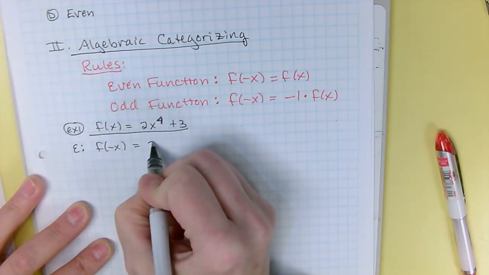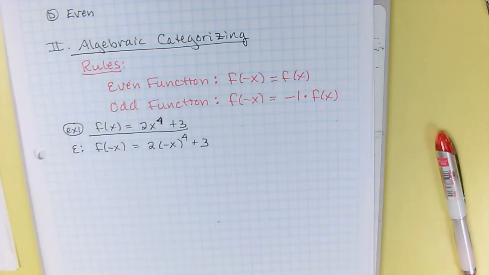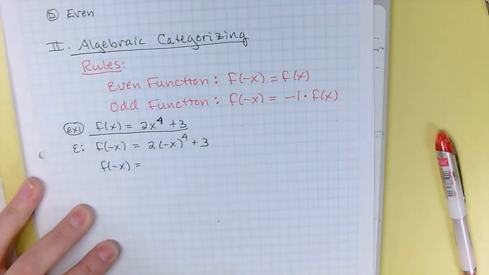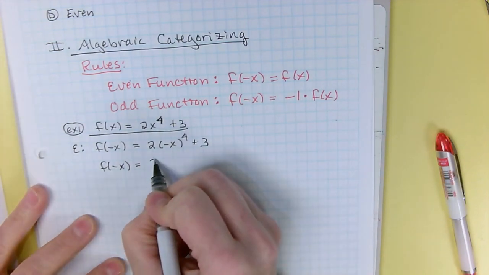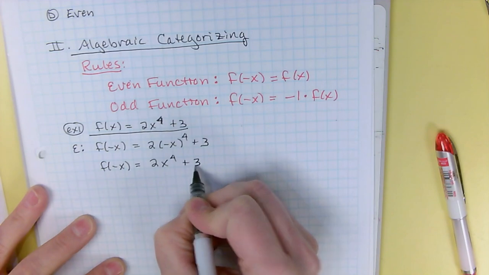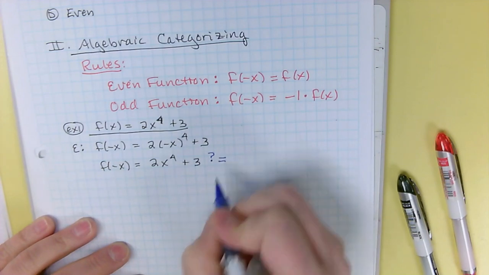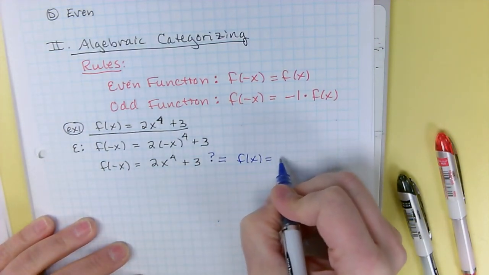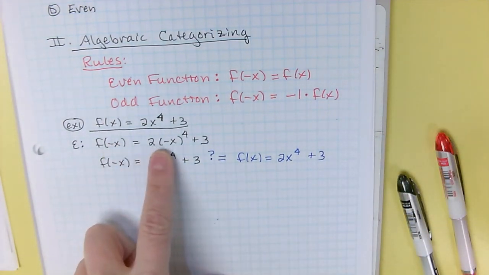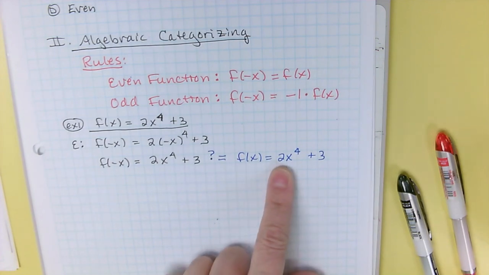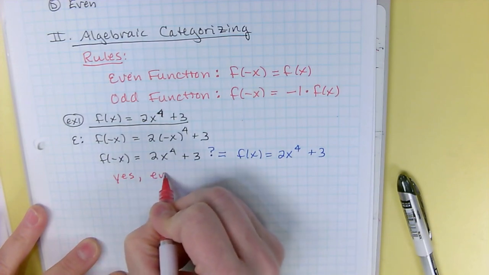So in this, I replace x with a -x, so I need parentheses, and then I simplify it. Well, any negative number to an even power is positive, so this becomes 2x to the 4th plus 3. Okay, and then what you have to ask yourself is that equal to the original function f of x equals 2x to the 4th plus 3? Well, yes, we replaced x with negative x, and when we simplified, it looks exactly the same as the original function. So the answer is yes, it is an even function.